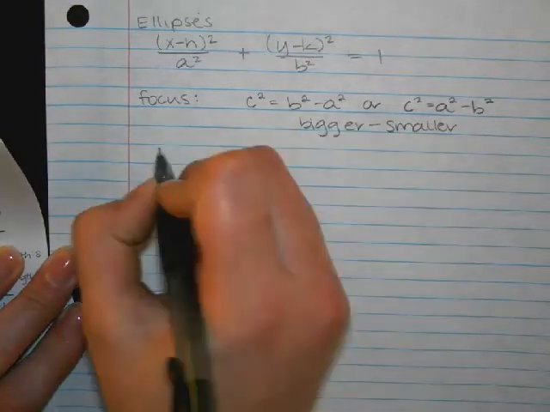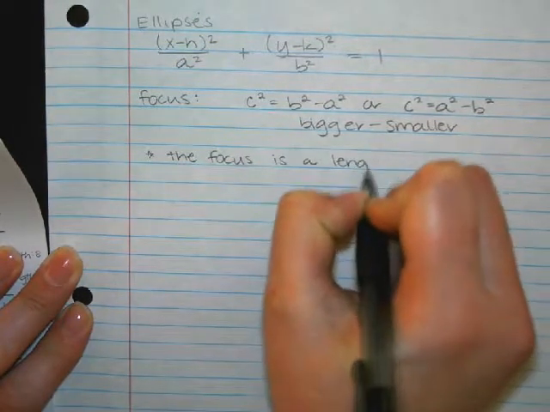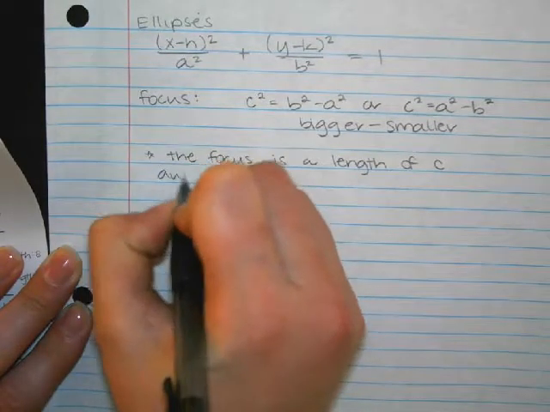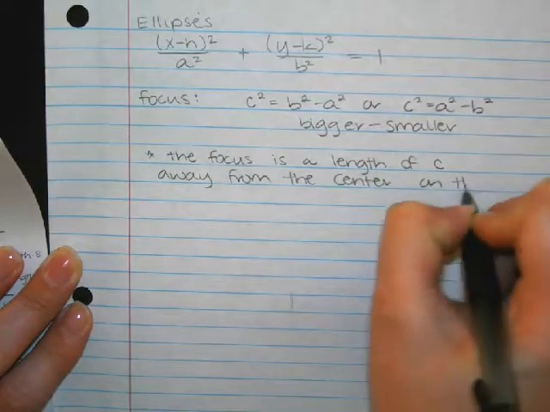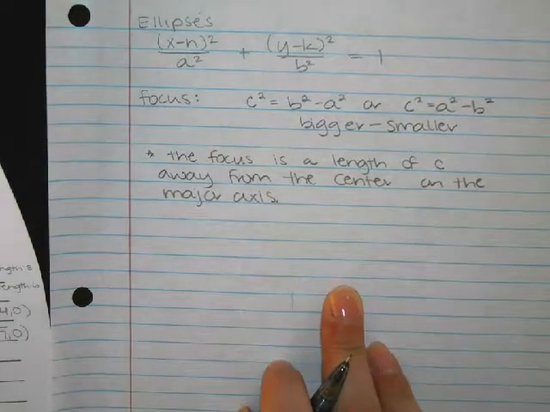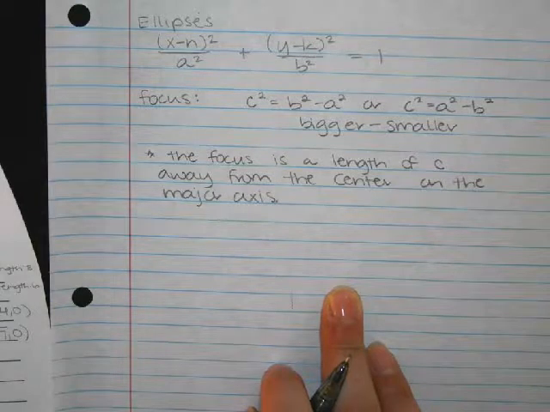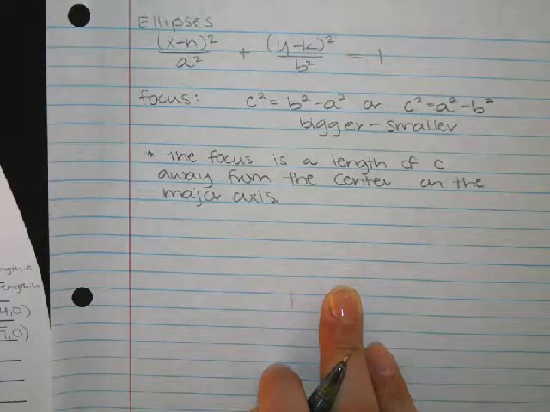Okay, and we're going to write a note to ourselves. The focus is a length of c away from the center on the major axis. If you guys remember when we drew the picture yesterday, we always said that each focus was a little ways in from the vertex, not the covertex, the vertex. So the vertices happen on the major axis, the foci do as well. So each focus is a length of c away from the center, and it shows up on the major axis. So it's between the center and each vertex.